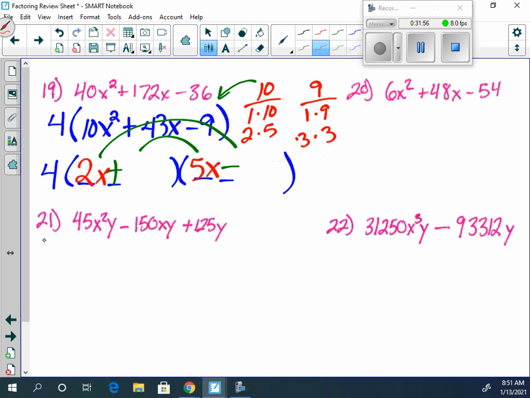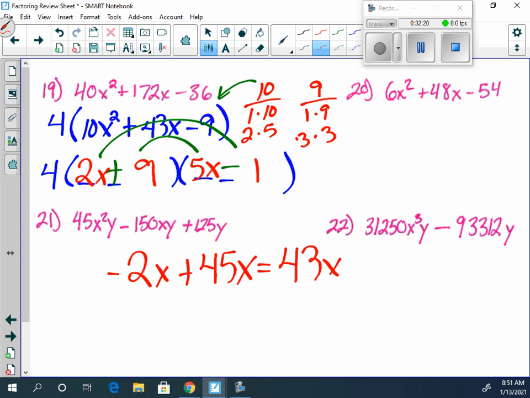I would try it, and then since it doesn't work and flipping it won't make it any bigger, we can try 9 and 1 and see if that works. Now 2x times negative 1 would be negative 2x. 9 times 5x is going to be plus 45x, which will give us 43x. Yes, which is the correct answer.